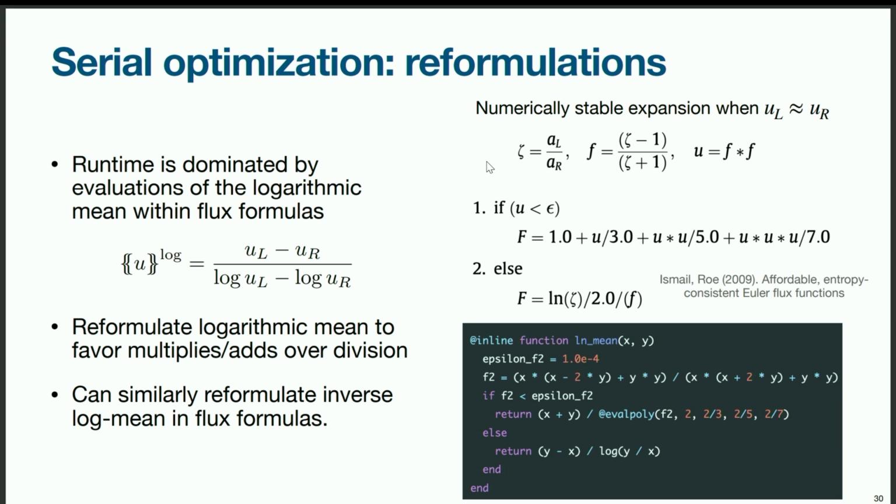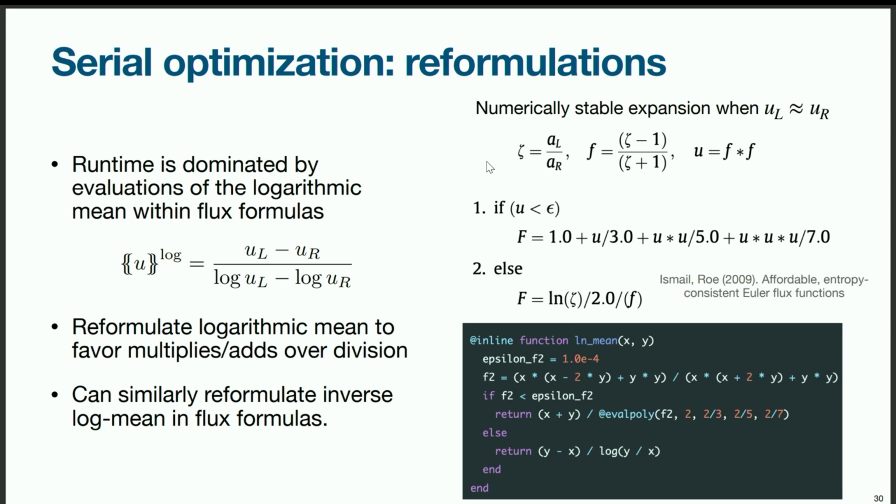This is given by Ismail and Roe back in 2009, and it basically does something like a Taylor expansion when UL is close to UR. So we implemented this at first, and this is the optimized version that we implement in our code. And it's a little bit hard to see, but the main difference is that here we have 2 divisions. This is a really, really small difference, but ends up making a big difference in terms of runtime. We have basically 2 divisions here where we compute a ratio once and a ratio again. We can mathematically reformulate this so that we only have 1 division.